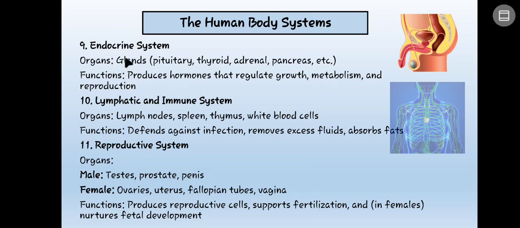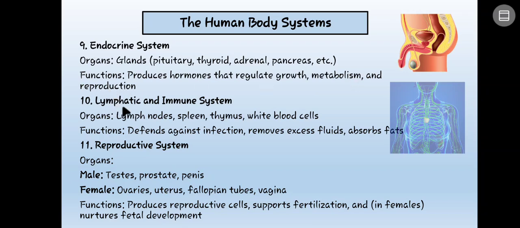The functions of these organs altogether is to produce hormones, and these hormones basically help to regulate growth, metabolism, and reproduction. So when all these organs come together, their operations at the end of the day help to regulate growth, metabolism, and reproduction in the body.